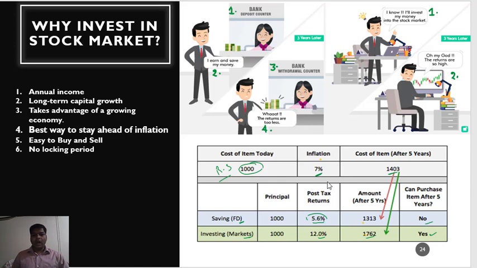So now we have to understand, or we have to develop an understanding about the market. If we invest money in the regular banking system or a debt instrument like an FD, savings accounts, or EPF, employee provident fund, then what happens? Or if we invest in securities, then what happens? So let's look at the next one.